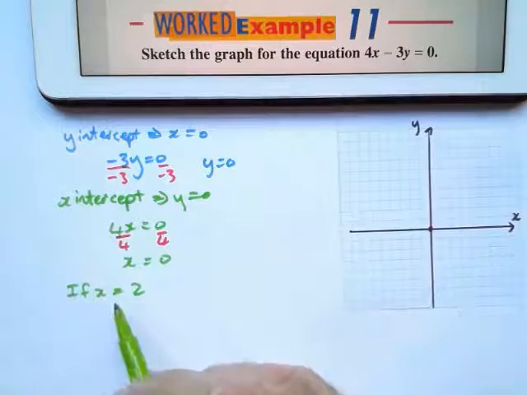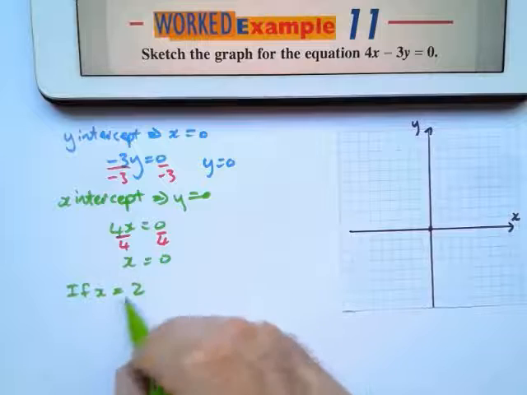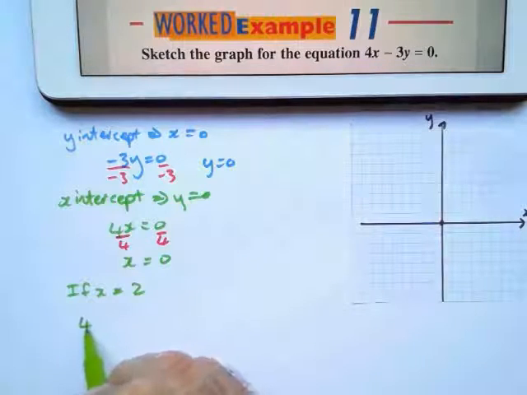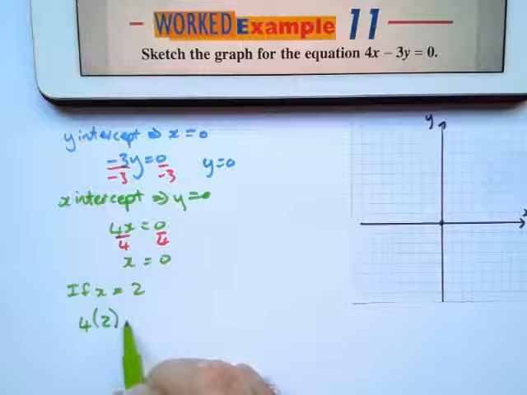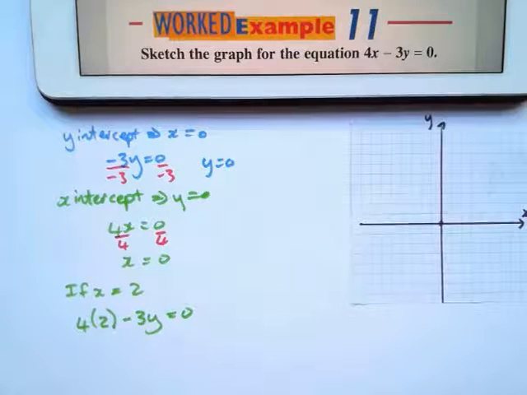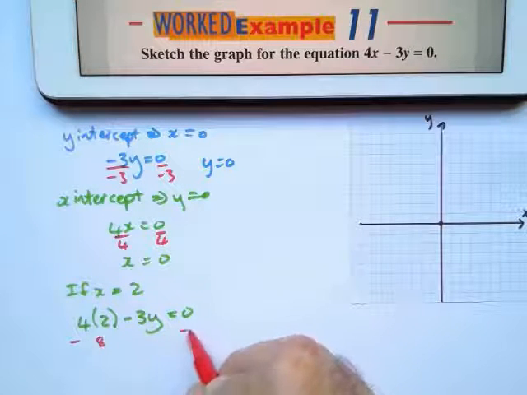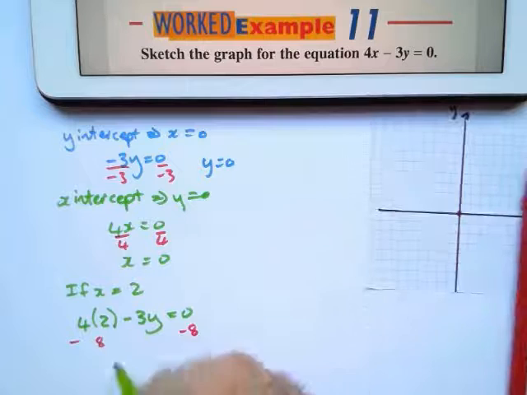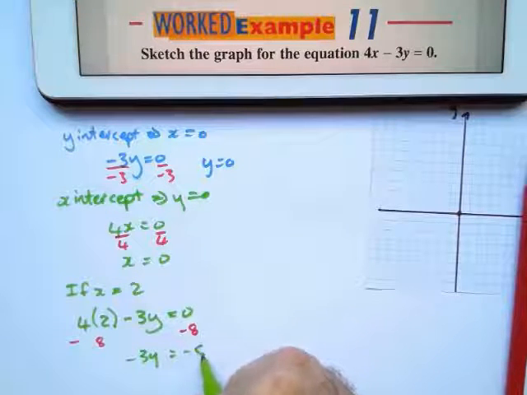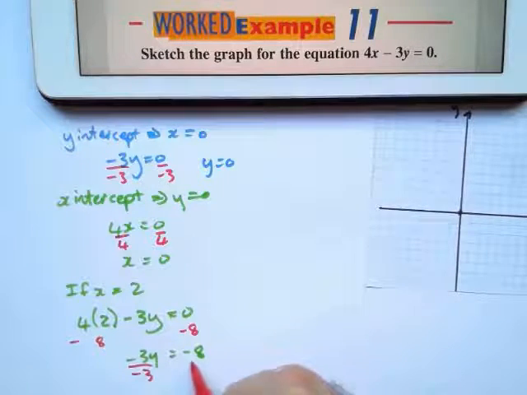So I have now 1 coordinate. If x is 2, what is the value of y? So I'm going to substitute x equals 2 into my original equation, which means 4 times x, which is 2, minus 3y equals 0. This is going to be 8. I'm going to subtract 8 on both sides to get rid of it, which is going to give me negative 3y equals negative 8.